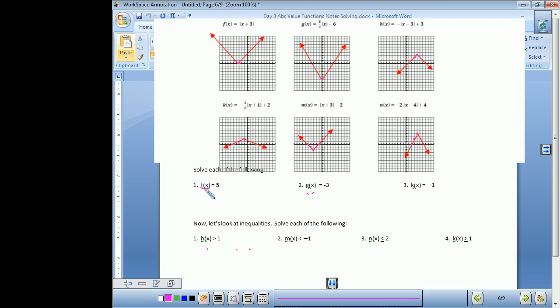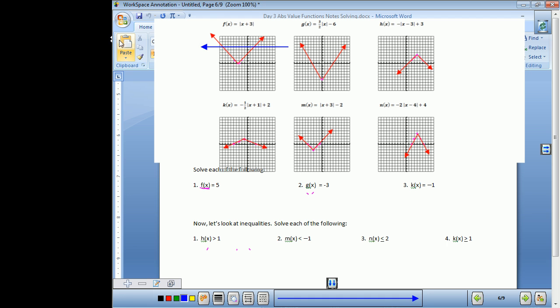So the first one is telling us, look at function f. Well, that's our first one right here, right? So where is that function equal to 5? If we look at this graphically, and this is really hard for me to draw the line, but I'm going to do my best. Where is the function equal to 5? So we go to where there's a y value of 5.